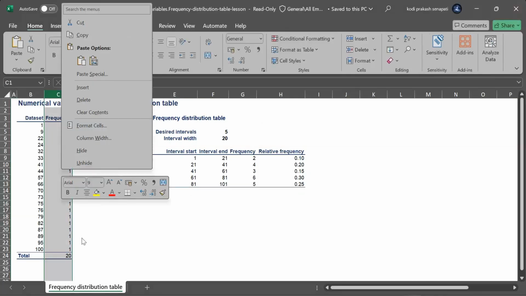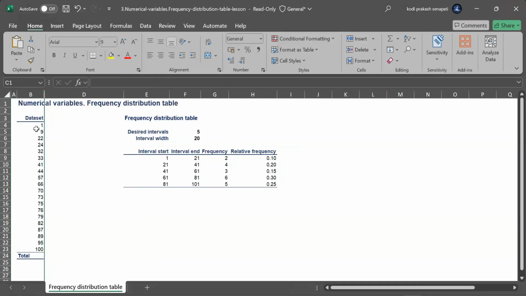Let's assume I have one data set, guys. Your manager asks you, can you please create a frequency distribution table of the data? It could be any product, it could be anything else. So how do we find the frequency distribution table from the data set? This is the data set, guys, right? This data set has only one variable.